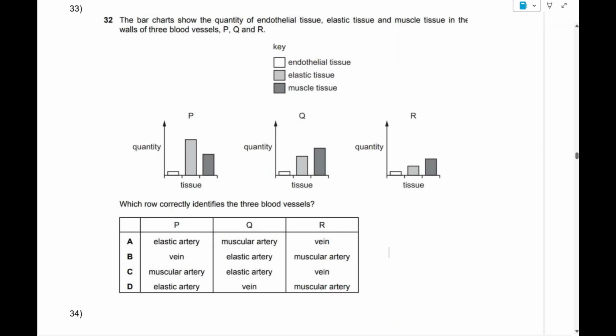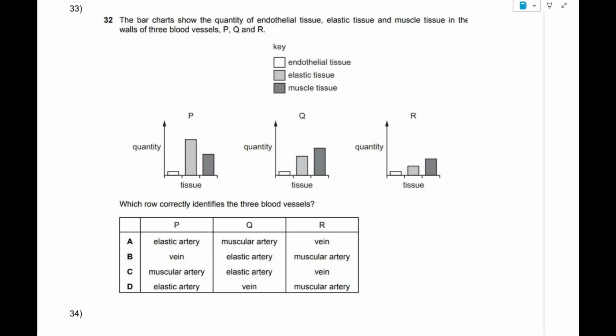Question number 33. The bar charts show the quantity of endothelial tissue, elastic tissue, and muscle tissue in the walls of the 3 blood vessels P, Q, and R. Which row correctly identifies the 3 blood vessels? So, let's see the options that we have here. Elastic artery, muscular artery, and vein.